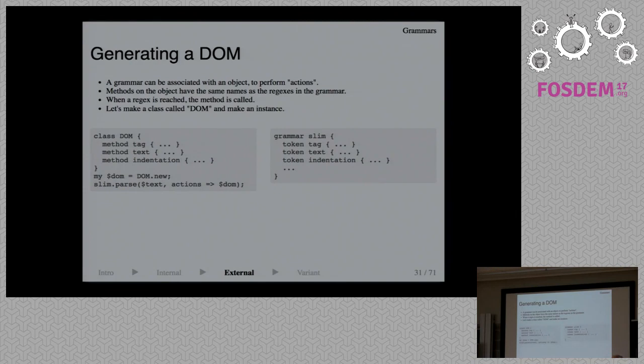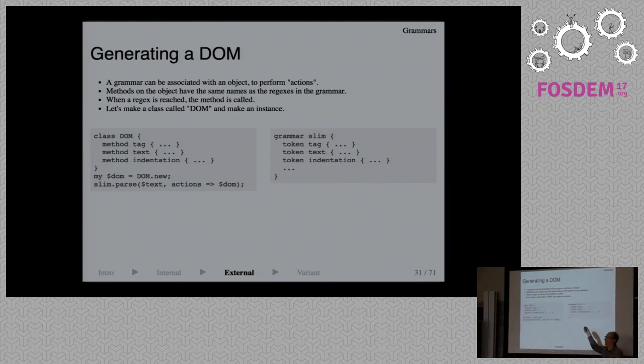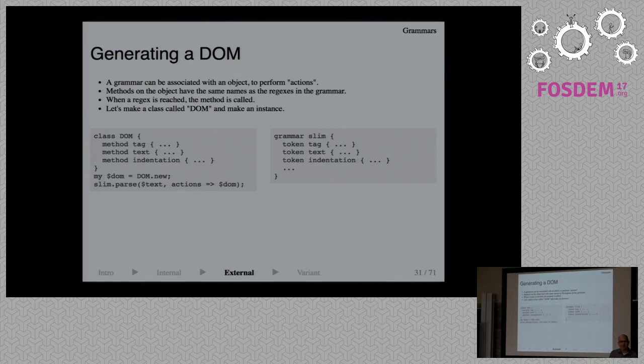So here we have our grammar, which had tokens: tag, text, and indentation. And we're going to make a class that has similar methods, one called tag, one called text, one called indentation. Basically what we have to do is say, here's what you do when you see a tag, or here's what you do when you see indentation. Then creating a new object, we say my $dom = DOM.new, and we call slim.parse, and the actions parameter sends the object whose methods are going to be called.